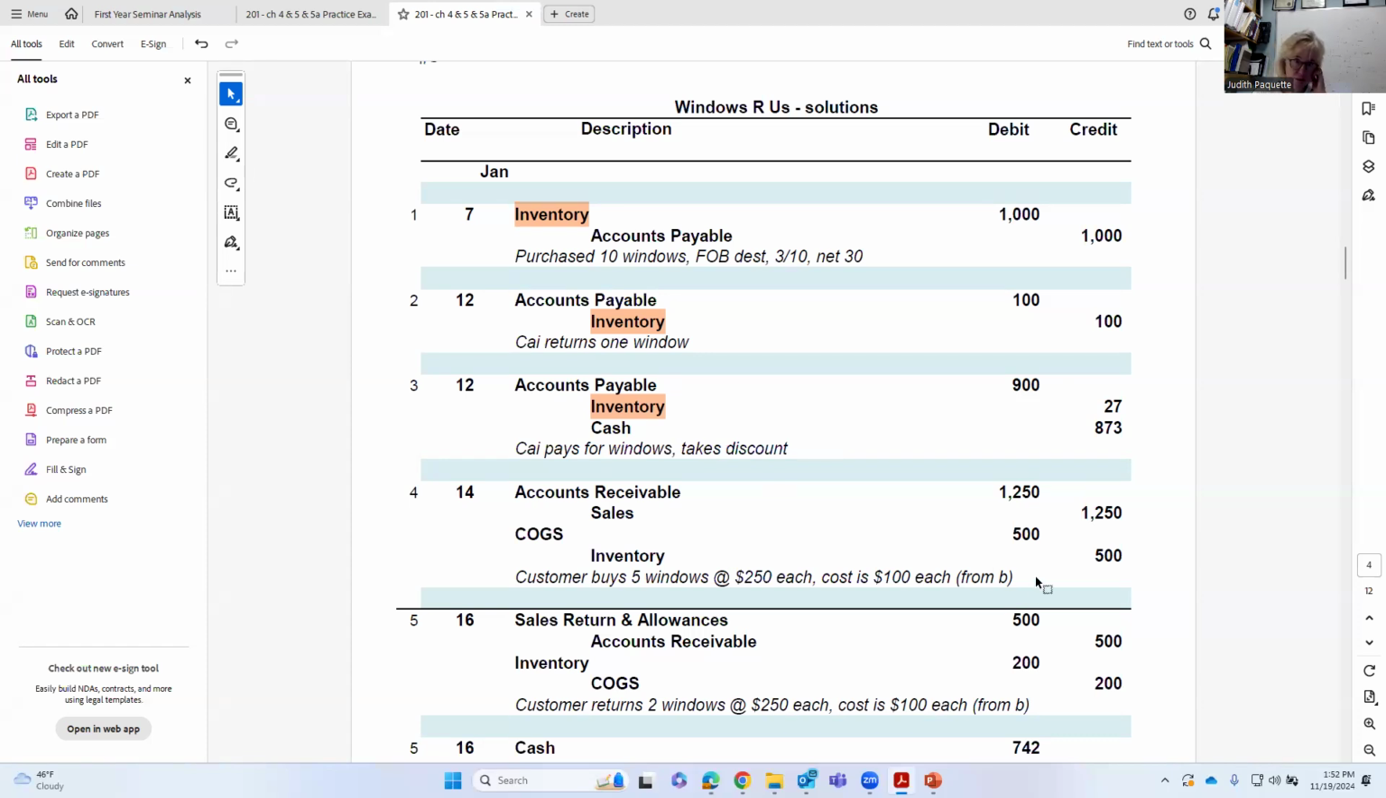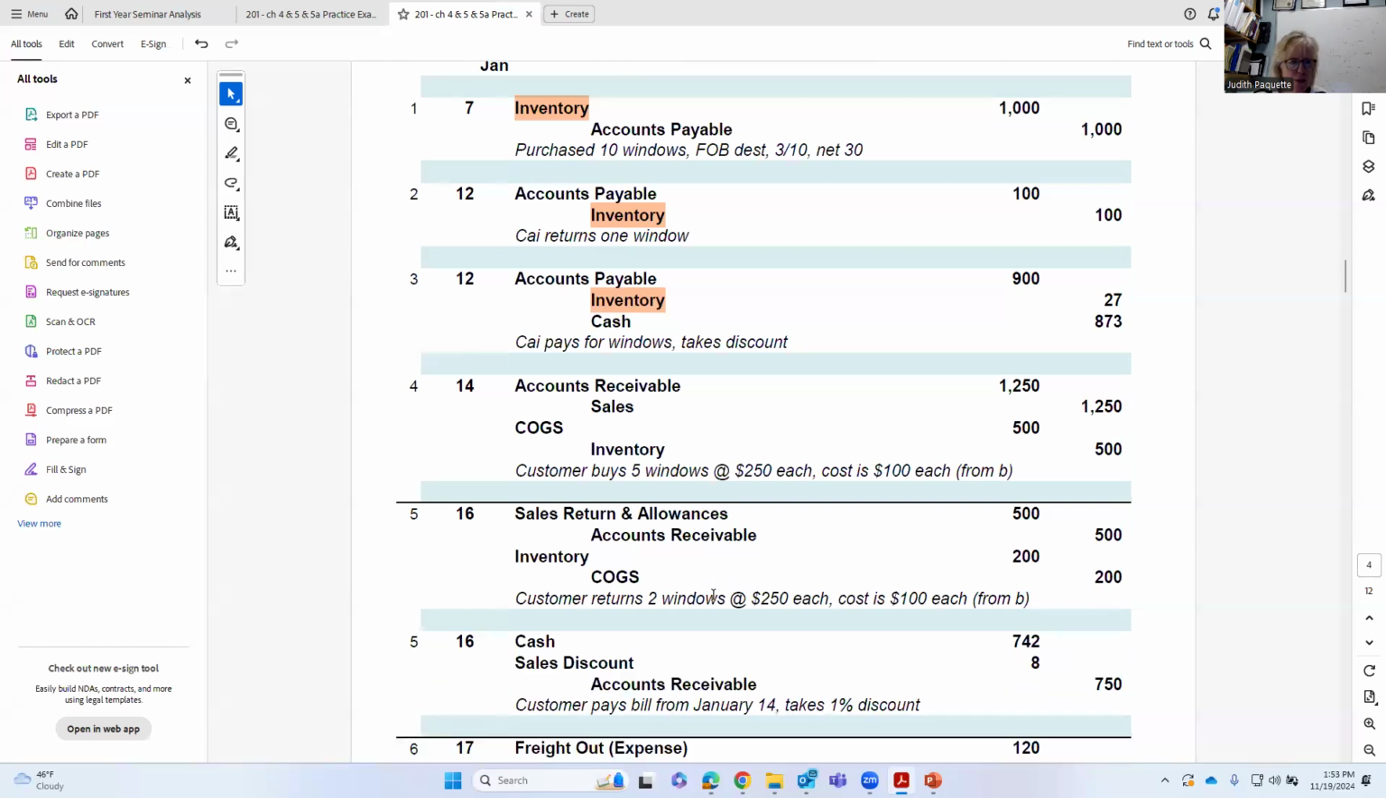So the cost of the inventory was $1,000 minus the $100 return. That gives us $900 and minus the purchase discount of $27. So that leaves us with $873, I think. We'll hope so. Okay. All right. Where you guys got into trouble was in the sales transactions.